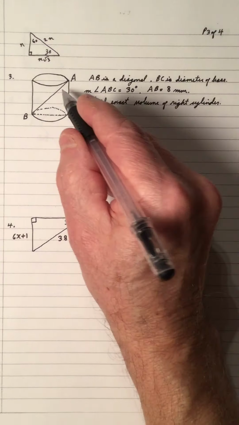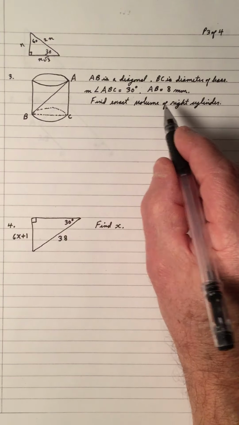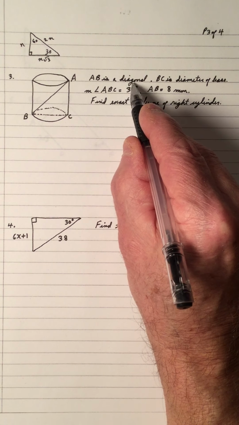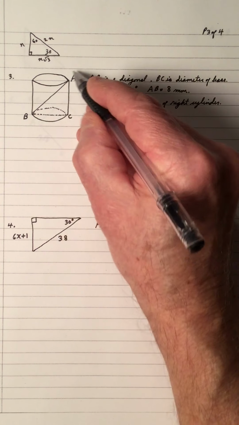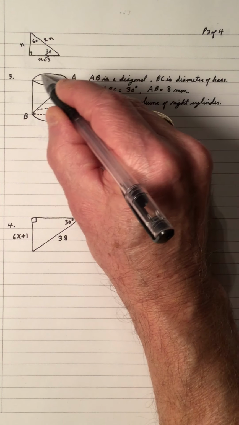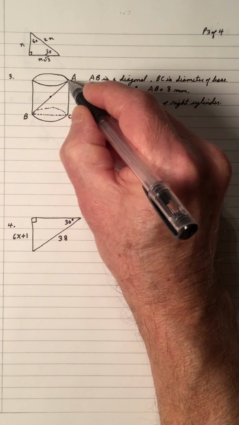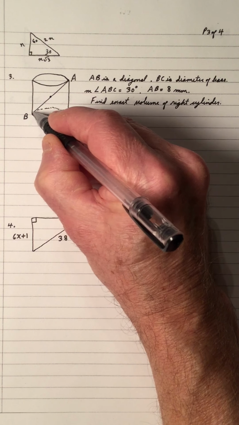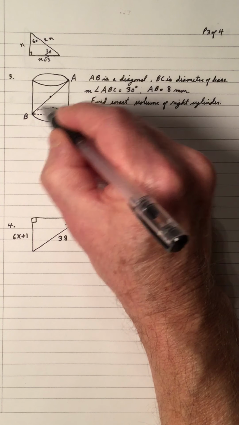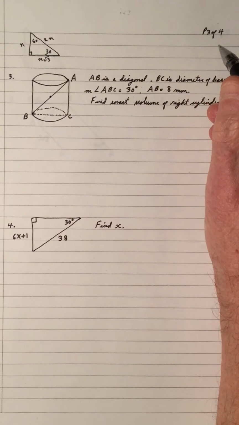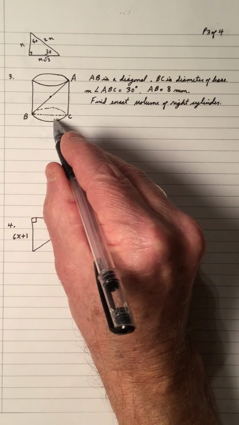Number 3, we have a cylinder. Notice, looks like a cylinder. AB is the diagonal. The diagonal goes from the top edge of the top circle through the center of the cylinder down to the edge, on the circumference of the other circle. And BC is the diameter of the base.